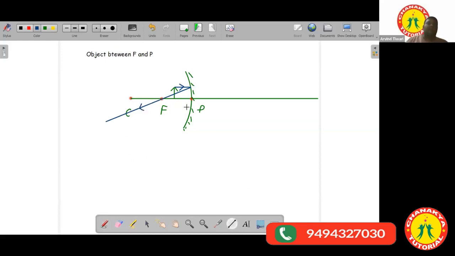The second ray of light you will be taking passing through the center of curvature. So passing through the center of curvature, the ray of light goes like this, touching the object, and it strikes the mirror. So after striking the mirror, the ray of light will retrace its path. It's something like this. The ray of light starts from the object in the line of the center of curvature, strikes the mirror and retraces its path.